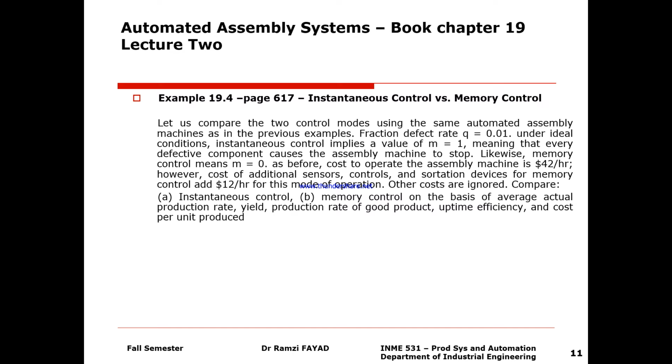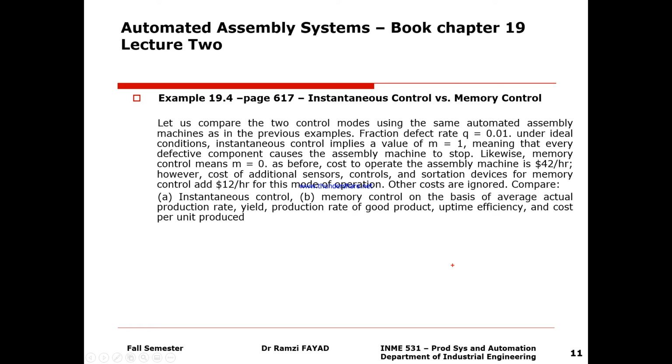So let us compare the two scenarios, using the same automated assembly line as in the previous example. Fraction defective rate equals Q = 0.01. Under ideal conditions, instantaneous control has M equal to 1, which means it jams the system on the spot, completely, 100%. Every defective component will jam the system.